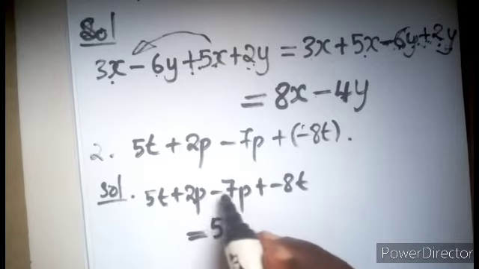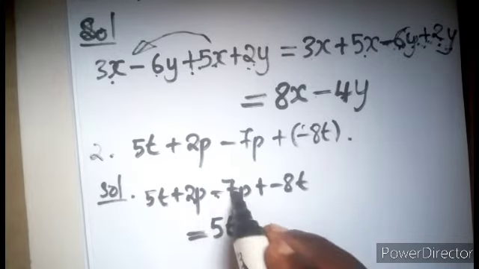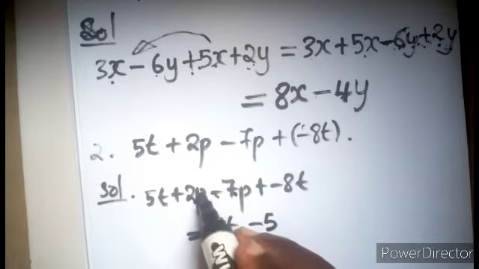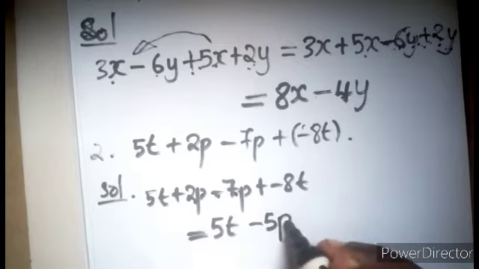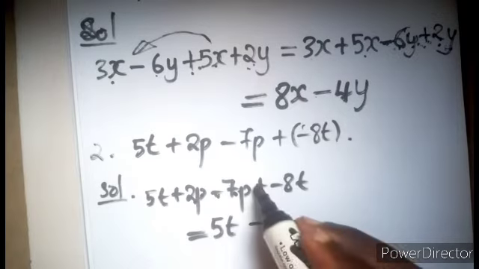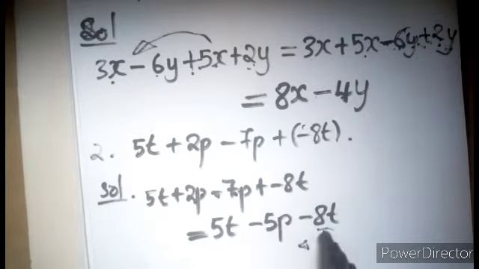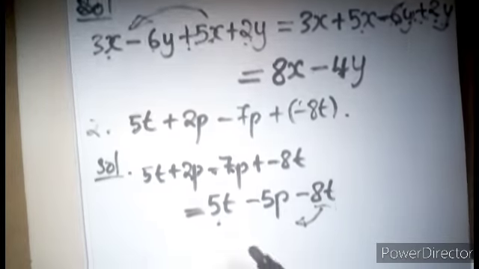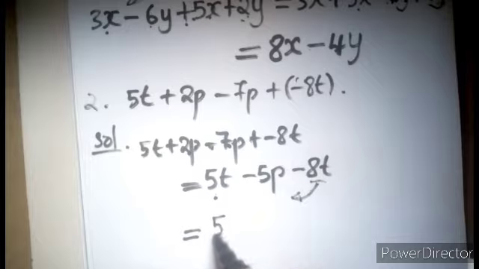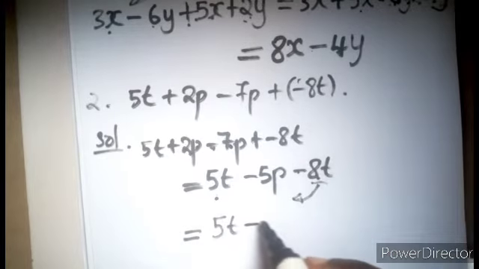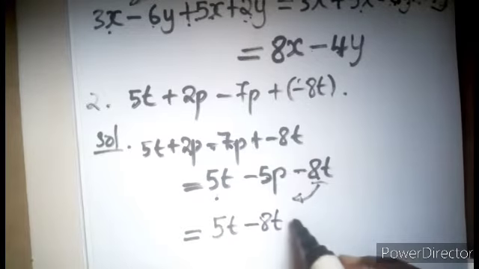Now, first we have 5t. What is 2p minus 7p? 2 minus 7 is minus 5. Therefore 2p minus 7p is minus 5p. Plus minus is minus. So we have minus 8t. Now we bring negative 8t closer to 5t, because we need to group them. That's the law. So we have 5t. This negative sign belongs to 8t, so it goes along with it. So we have minus 8t, and we are left at the back with minus 5p.